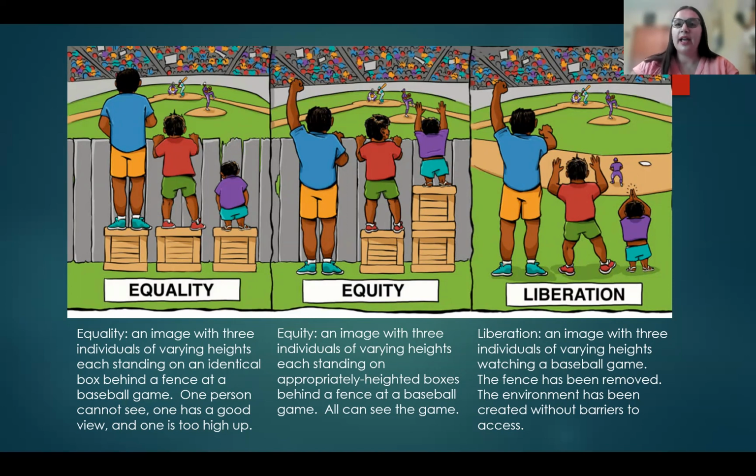Now, the third image, and this is kind of what we're trying to get at in our classrooms, is liberation or access or justice. This image shows the 3 same individuals from the first 2 images watching a baseball game, but the fence has been removed. So this shows that the environment that we create is what creates or doesn't create barriers to access for people. So without that fence there, there's no need for accommodations because everyone has access, and there is justice in the systemic way that we are providing access to our classes.